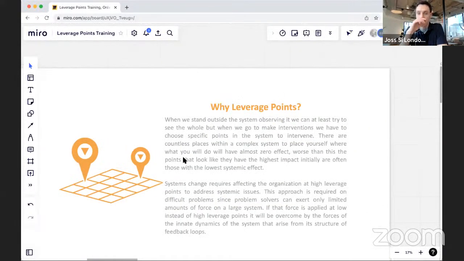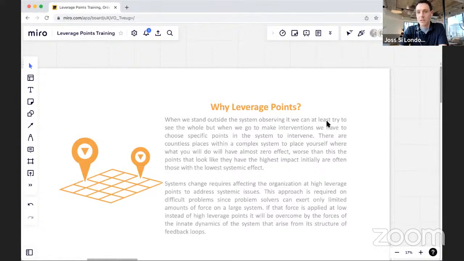So why leverage points? This is the guide you'll be able to find on the website. Look through all of it. We're just going to cover some of it at this stage. So when we stand outside the system observing it, as we were doing in previous sections, we were talking about systems analysis to try and understand the system or map the system out. At this stage, we're actually thinking about how to influence it and change it. But when we stand outside the system observing it, we can at least try to see the whole. But when we go to make interventions, we have to choose specific points in the system to intervene.